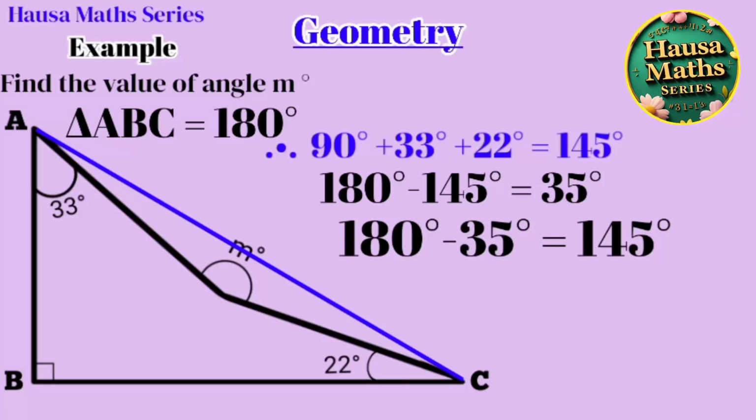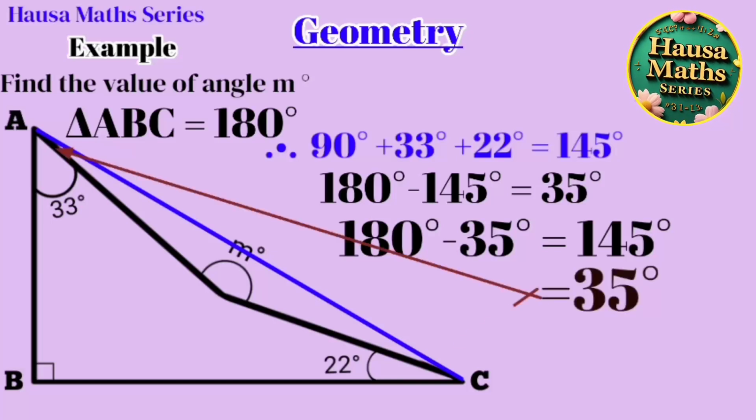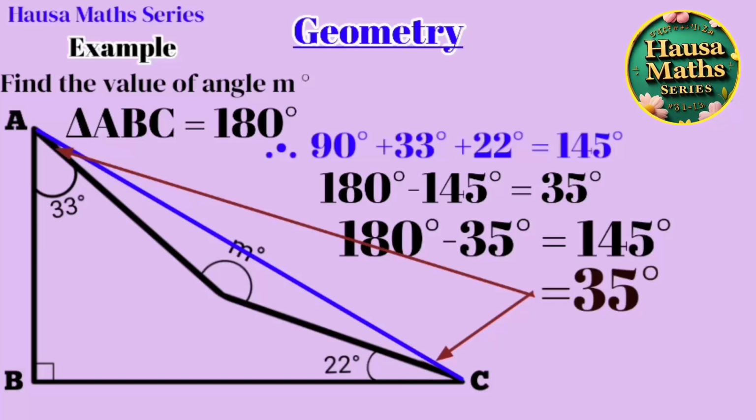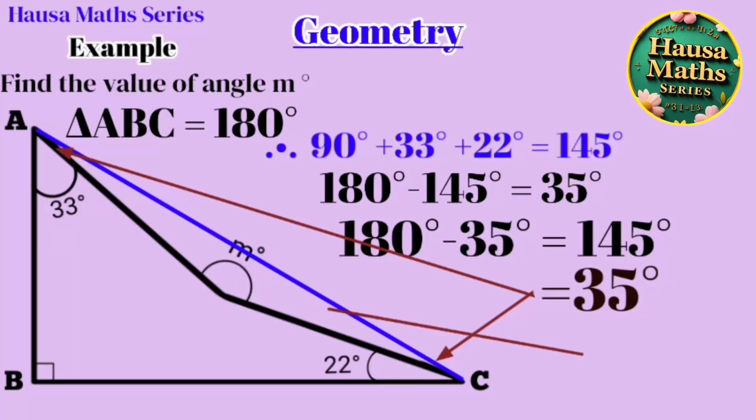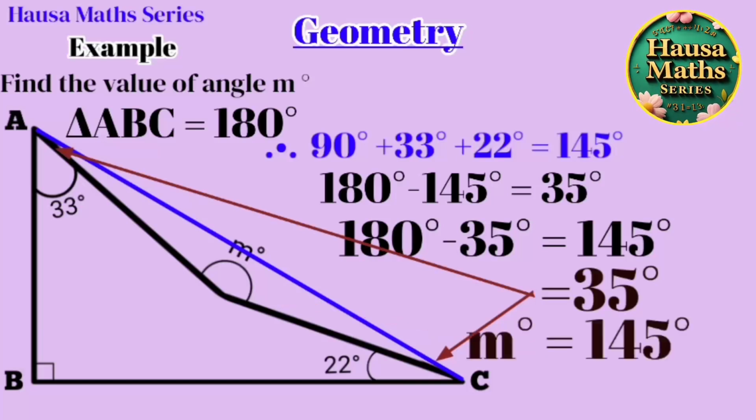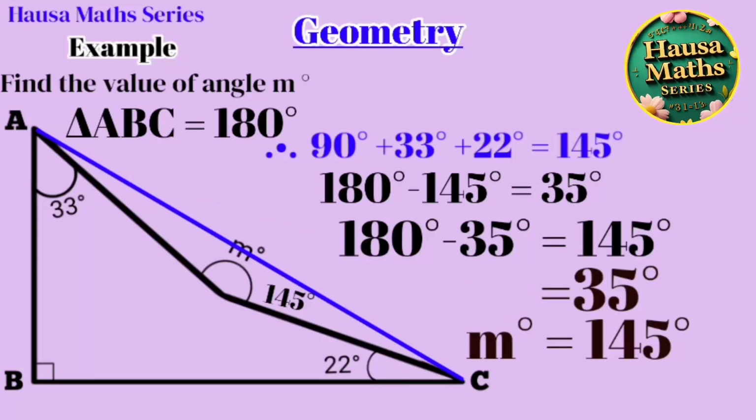What you are supposed to focus on is this angle M. How can we get it? These two small angles give us 35. So from 180 degrees, when we subtract 35, it remains 145. Therefore, it will exactly give us the value of our M. This means angle M is 145. It's less than 180 and greater than 90 degrees.